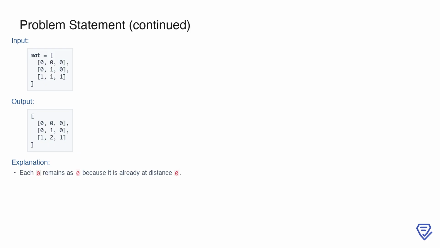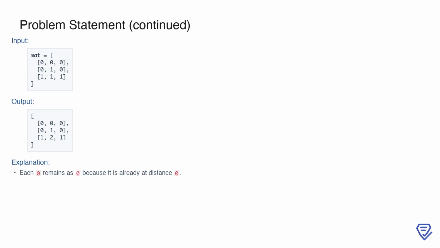Suppose the input matrix is a 3x3 grid, as shown here. The matrix mat contains 0s and 1s arranged like this. The first row is 0, 0, 0, the second row is 0, 1, 0, and the third row is 1, 1, 1. The output matrix, answer, should then be 0, 0, 0, 0, 1, 0, 1, 2, 1.